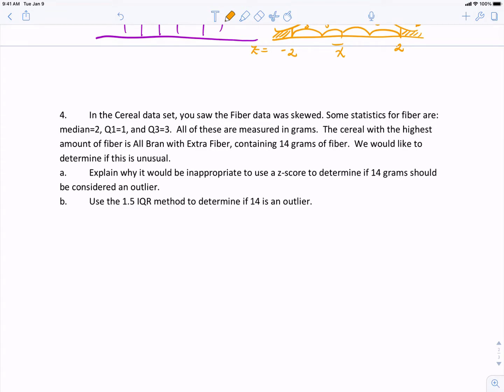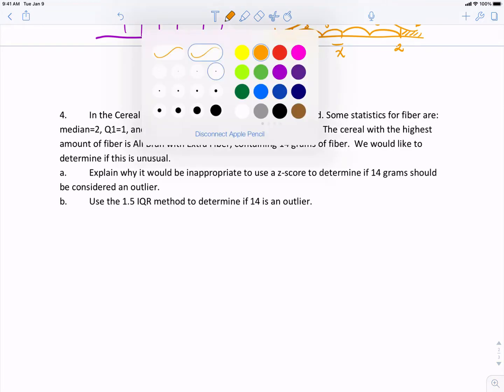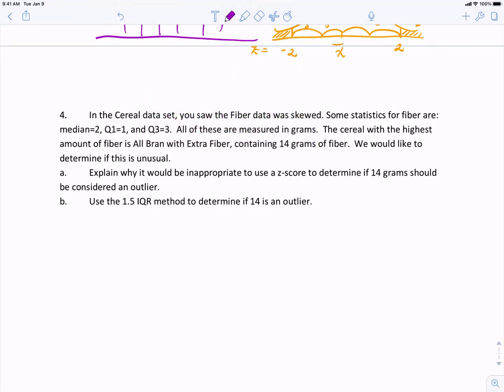Last problem. In the cereal data, you saw that fiber was skewed, and here are some statistics for fiber that are given. All right. Explain why it would be inappropriate to use a z-score to determine if 14 grams should be considered an outlier. We only use z-scores if data is symmetric and unimodal. Okay, so because the data is skewed, we shouldn't use a z-score. So it would be inappropriate because the data is skewed.